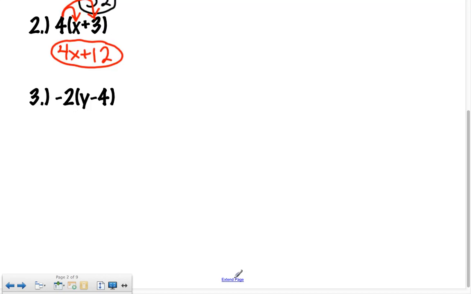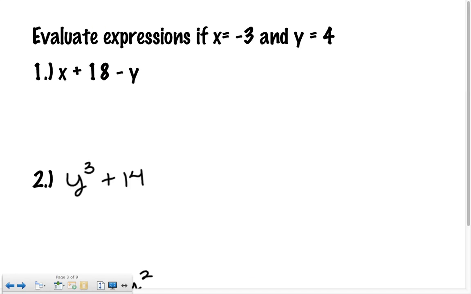All right, and the next one we have negative 2 times y, which is negative 2y, and negative 2 times negative 4. A negative times a negative gives us a positive. And negative 2 times negative 4 is a positive 8. And again, like I said up here, we cannot combine these two together because 8 does not have a y. So that is as far as you can go. All right, moving on to the next slide.